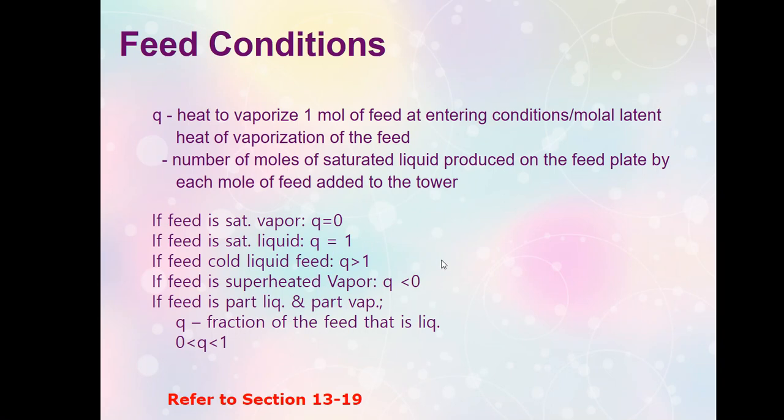If you have a subcooled liquid feed, the Q value that you will be getting should be greater than 1. If you have a superheated vapor, which is less likely to happen, but it may be given in a problem, your Q is less than 0.